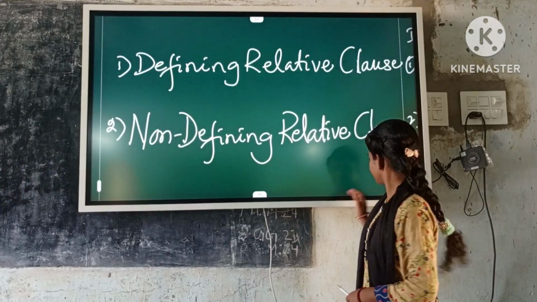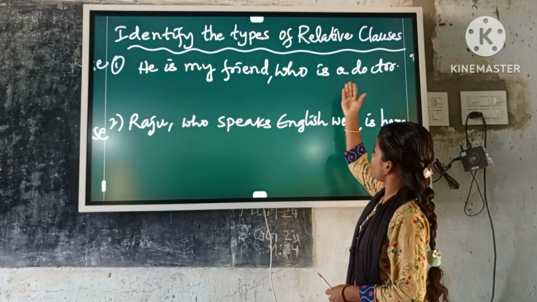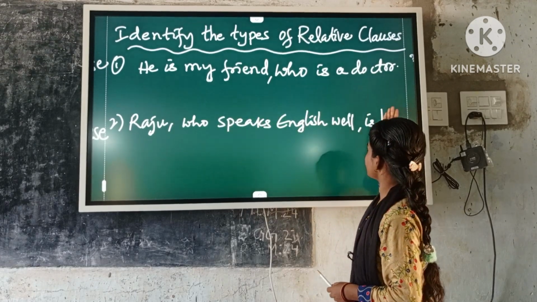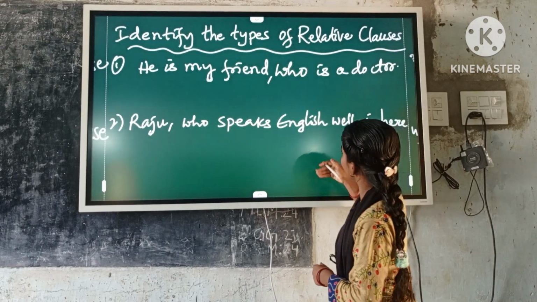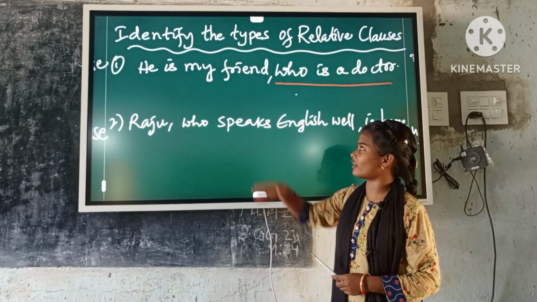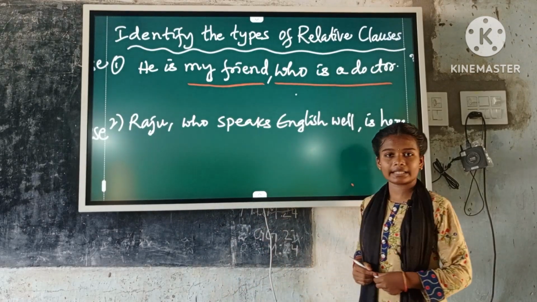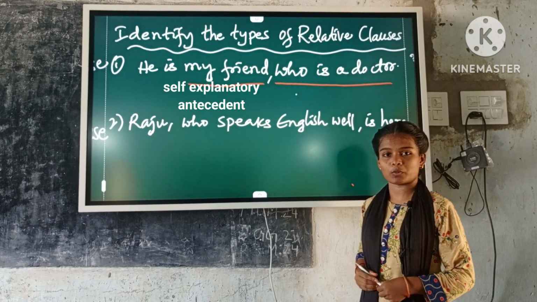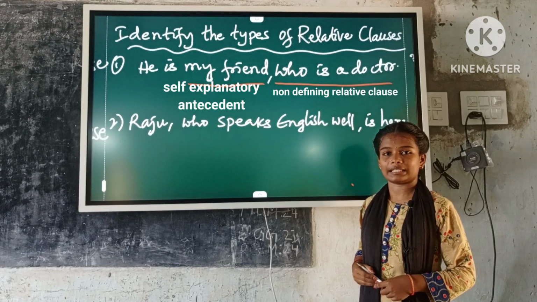Now examples. Identify the types of relative clauses. First example. He is my friend who is a doctor. Here relative clause is who is a doctor. Antecedent is my friend. Here antecedent is self-explanatory because it has possessive adjective my. So this clause is called non-defining relative clause.